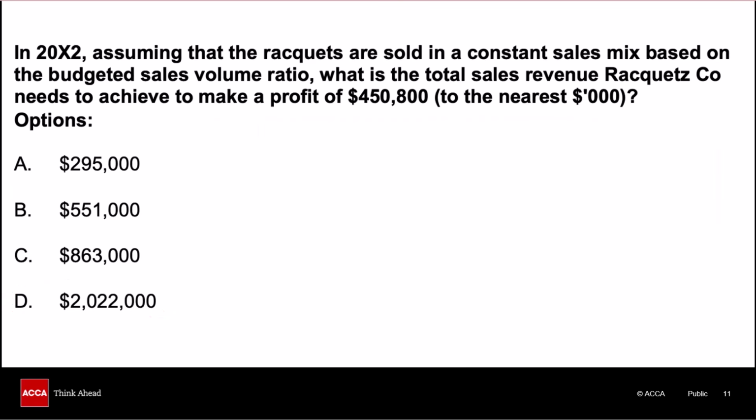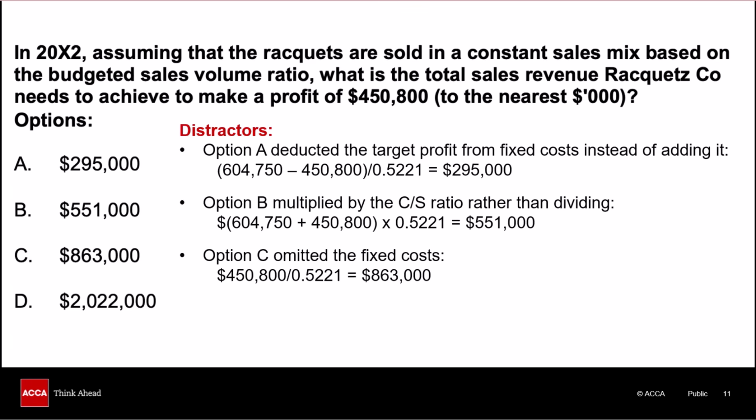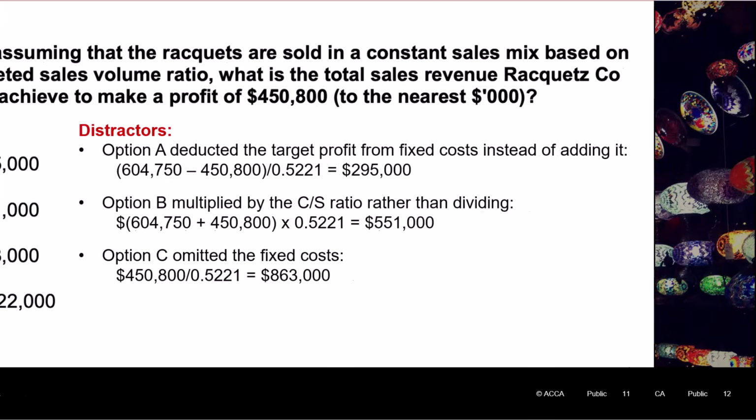However, there are 3 distractors there, and they're all common mistakes that students will make. Understanding why those distractors are there is really important for your studying so that you don't fall into those traps when you get into the real exam.